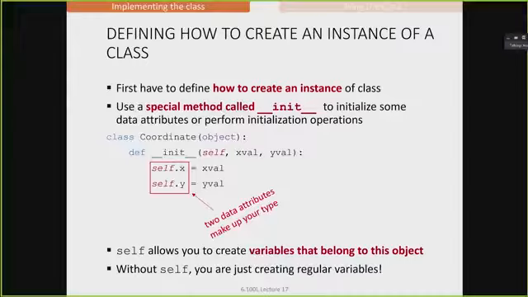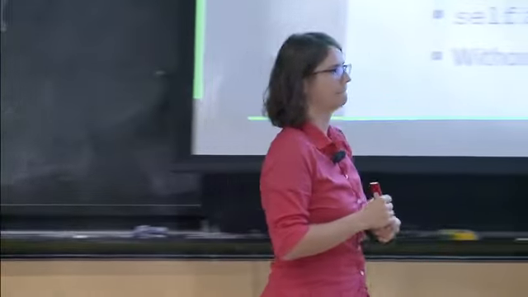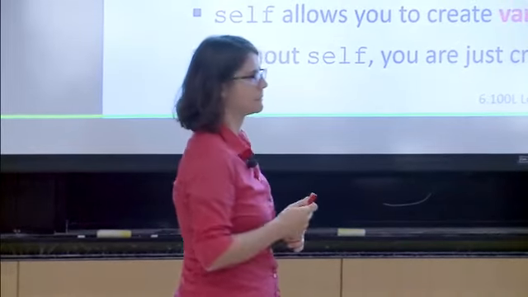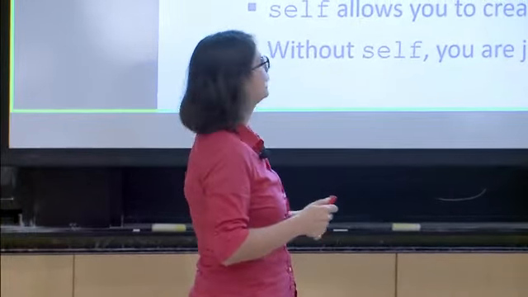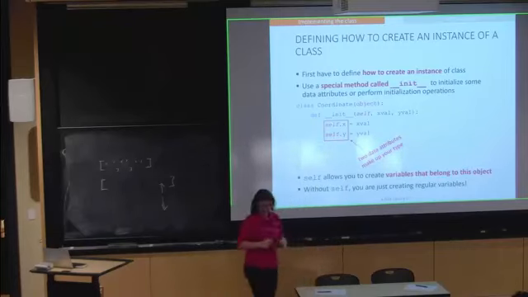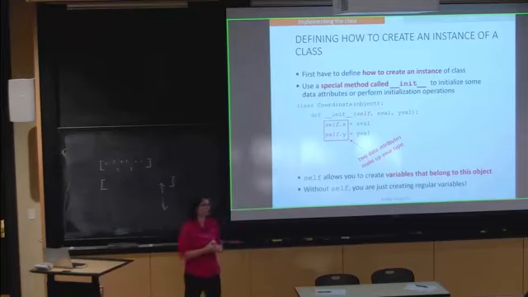Yes, question? Is the way you put the underscores part of how you write it? The underscores are part of how you write it. So you have to have underscore, underscore, init, underscore, underscore. Yeah, it's a special function. We'll talk about it in the next lecture. It's called a dunder function, double underscore function, dunder.